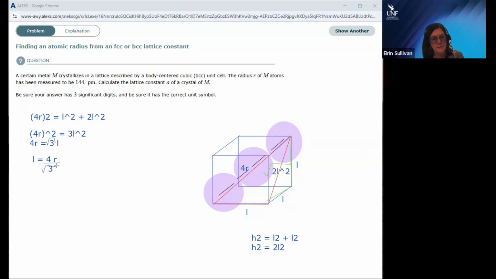I wonder what Pythagoras would have thought about face-centered cubic and body-centered cubic crystal structures. I'm sure he would have been delighted. Okay, so there is our relationship between L and R.